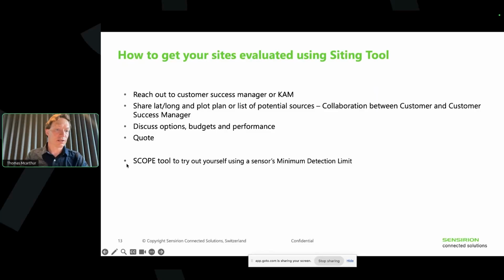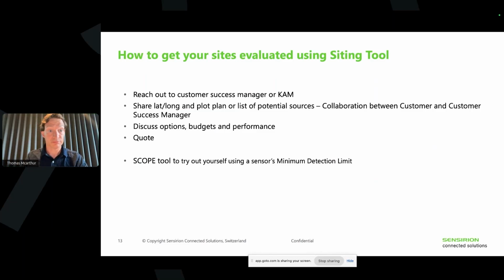The other thing to mention is there is a source available public tool called Scope, which I mentioned earlier in the GitHub repo, which you can try out for yourself. All you have to do is put in a minimum detection limit. This is for fence line monitoring only. And you can play with that.